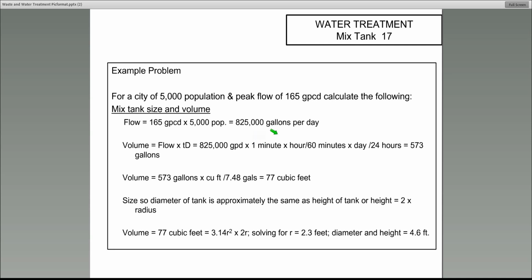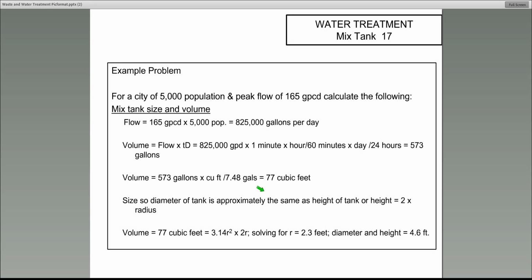And then you convert the minutes to days, so the gallons per day would cancel out. Come up with a total of 573 gallons. Remember, mixed tanks aren't very large compared to the other units because it only has to stay in there for a minute. So the volume of the tank would be 573 gallons times there's 7.48 gallons per cubic feet. So you get a total of 77 cubic feet for the mixed tank.